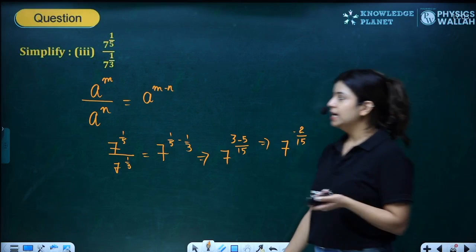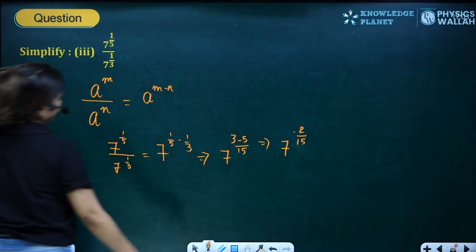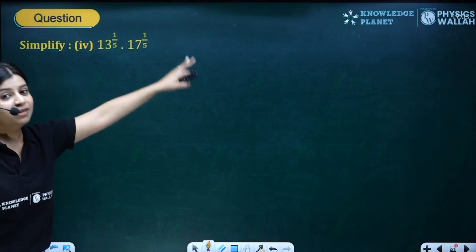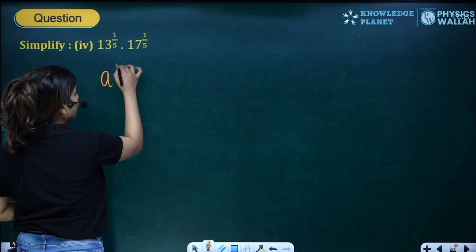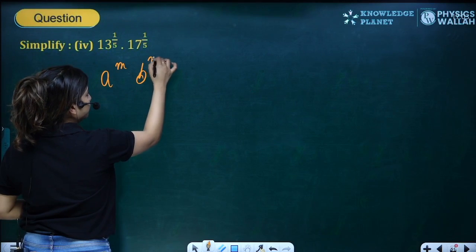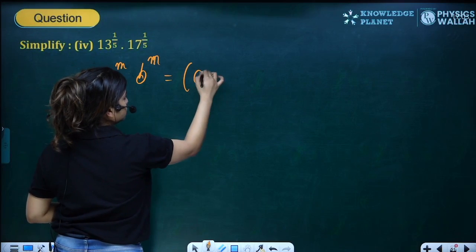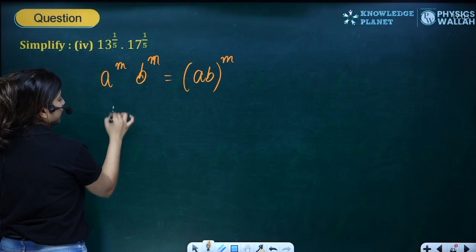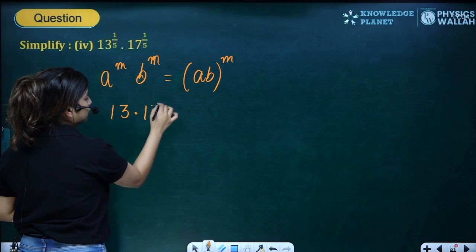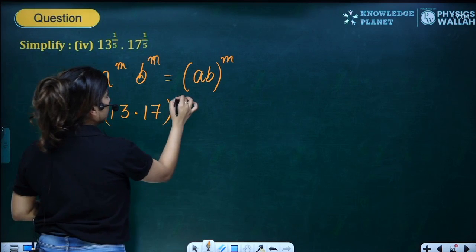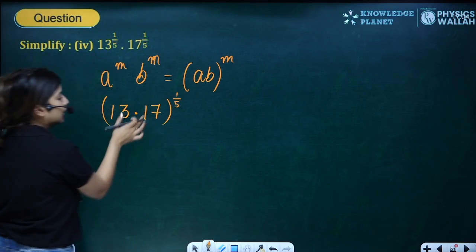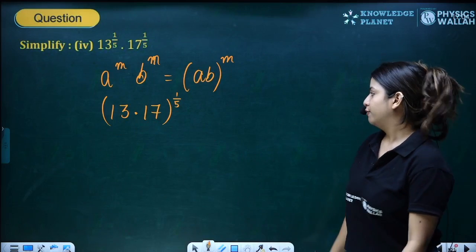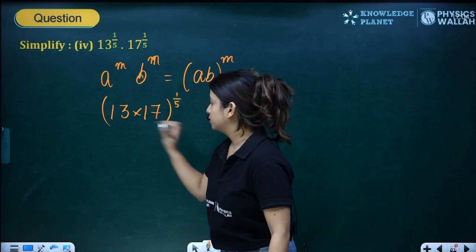So this will be the answer to this particular question. Alright, so over here, now the powers are same but the bases are different. So this is of the form a to the power m into b to the power m, which equals a into b to the power m. So over here we can write 13 into 17 to the power 1 by 5. We can multiply it and write it as the power of 1 by 5. This is multiplication, right?